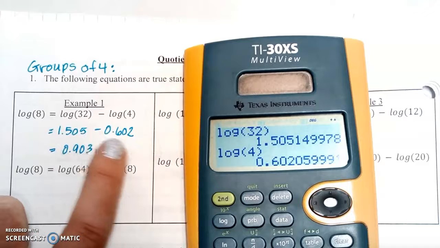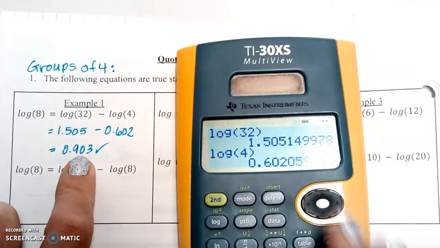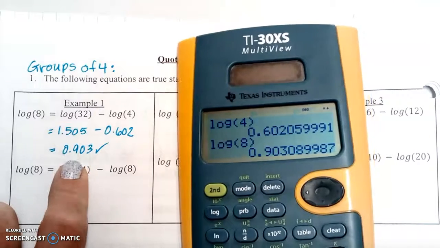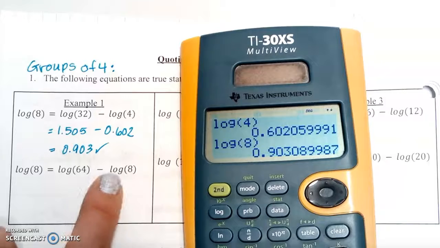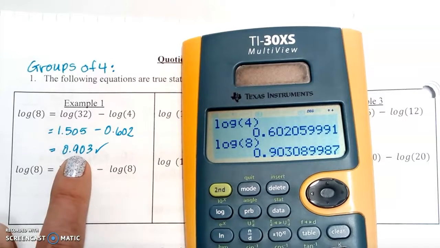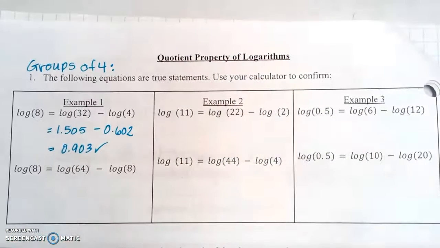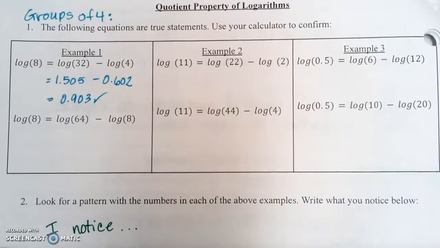Then you type this minus this, and you're going to want to write it down and make sure that you get the same thing for the log of 8 to 3 decimal places, 0.903. When you do the log of 64 minus the log of 8, you should also get 0.903, right? Just like we did with the product property, same thing's going to happen with the quotient property. And then it just follows the same pattern here.